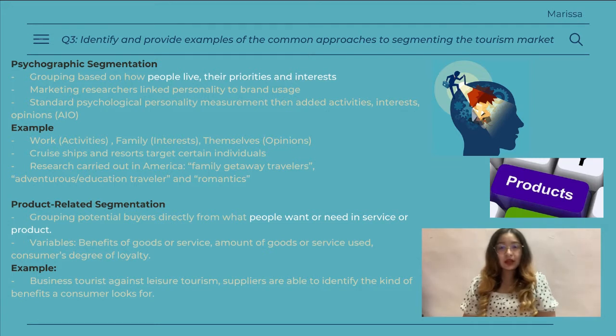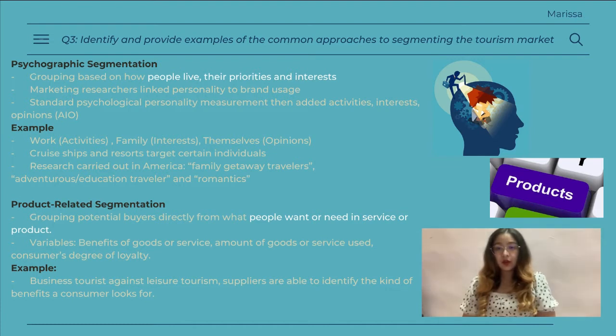Last but not least is the product-related segmentation. While the segmentations, such as geographic, demographic, and psychographic, are helpful in moving marketers closer to product improvement and development, these segmentations are only based on indirectly grouping people based on assumptions. At times, assumptions are not safe, so marketers try to group potential buyers directly from what people indicate they need or want in a product or even services.